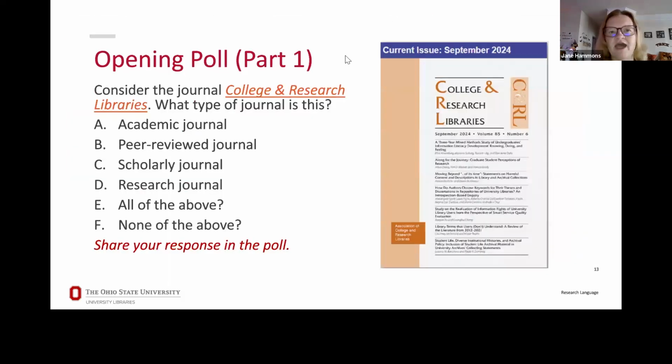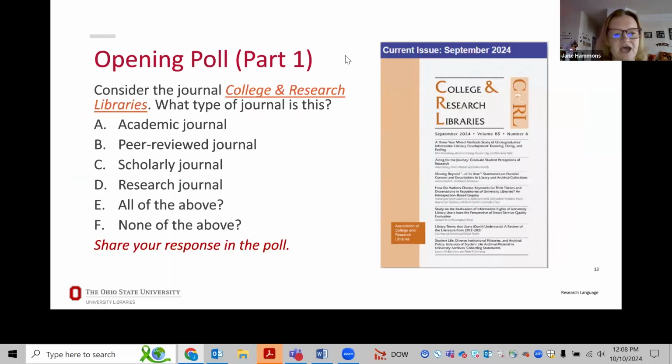I have a couple of quick activities for you. So I'm going to put in the chat again some links. One of the links you'll see on there is a link to a journal. So our first activity, we're going to do a poll on this. So I'll launch the poll in a second. But what I'm going to have you do is, if you want to take a look at that journal link that's in the chat, that's going to take you out to a journal that's called College and Research Libraries. And I want to give everyone a chance to just take a look at that journal really quickly.